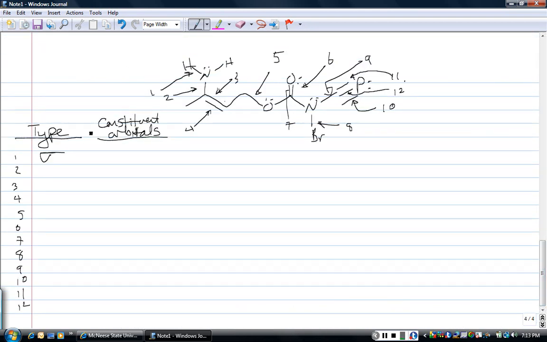What orbitals are used to form it? The N is sp3 hybridized. The H is not hybridized, so we're using its s. So it's going to be the s of H overlapping with the sp3 of nitrogen. Bond 2, single bond, therefore it's going to be sigma. What orbitals? Well, the carbon is sp2 hybridized, so we're using the sp2 of carbon with the sp3 of nitrogen.